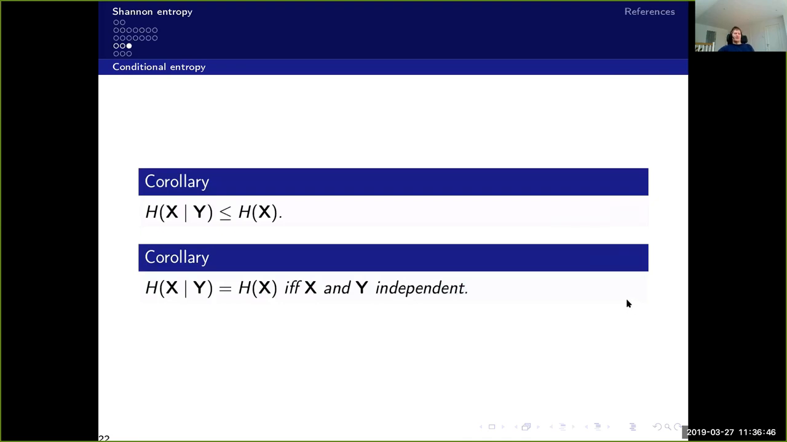We have some other corollaries. For instance, we have the entropy of x given y is less than or equal to the entropy of x, obviously, since if y reveals any information about x, the entropy will be reduced. And if y doesn't reveal any information about x at all, so it's independent from x, then the entropy of x given y is still the entropy of x. So that's what the second corollary is saying here, that if they are independent, then you have an equality, because then y doesn't affect x at all.